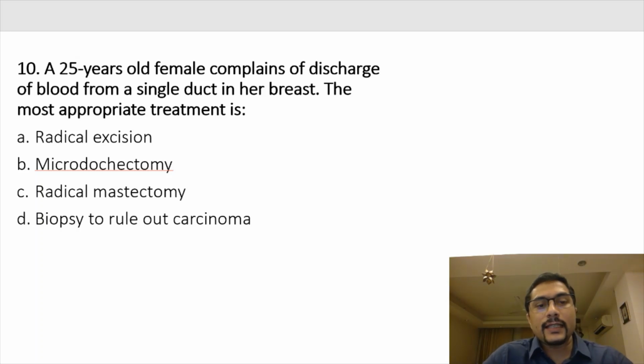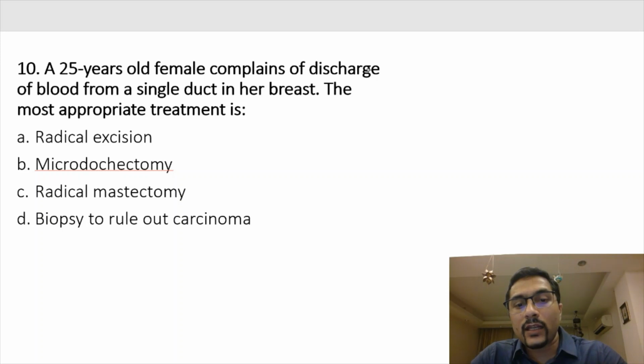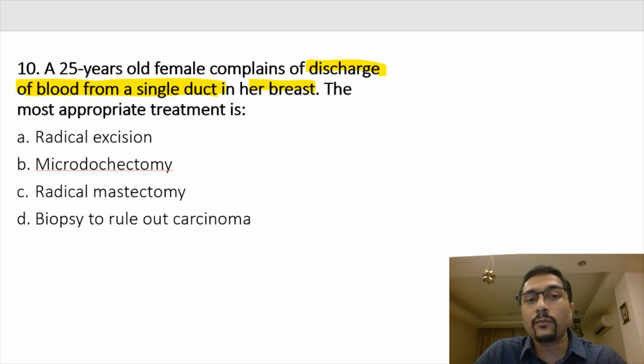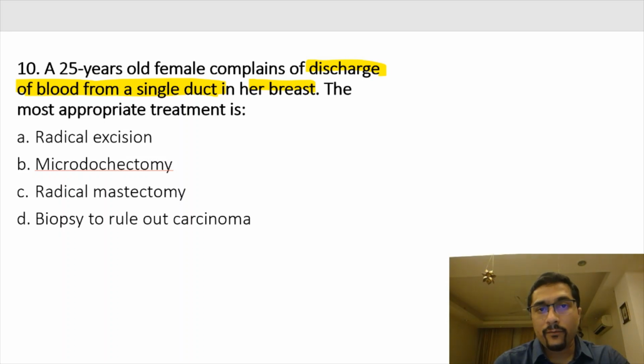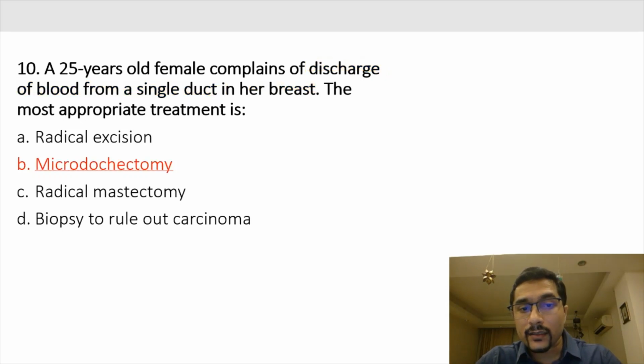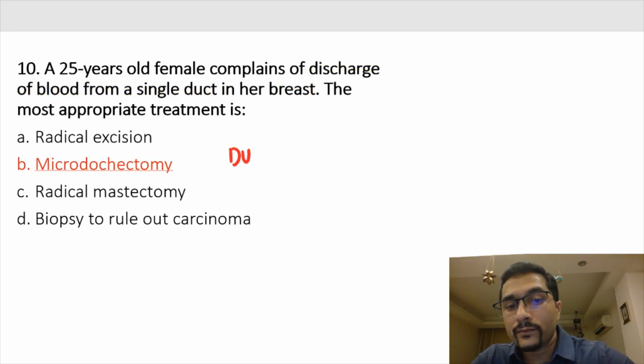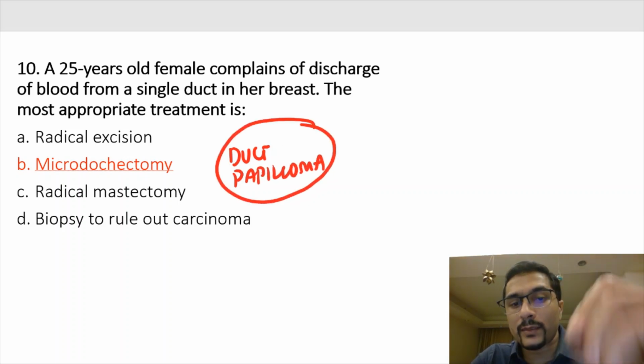The next question is that you have a 25-year-old lady who is complaining of discharge from the breast, but it is from a single duct and it is bloody discharge. They've asked the most appropriate treatment. Options are radical excision, microdochectomy, mastectomy, or a biopsy to rule out cancer. So which condition are we talking about? The most common cause of bloody nipple discharge from a single duct is a duct papilloma. That is the most common cause of bloody nipple discharge from a single duct.